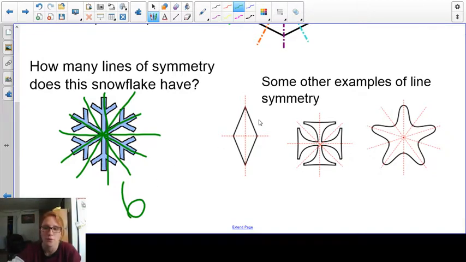Some other types of symmetry are if you take a diamond and cut it in half. You can cut it long ways, and you can cut it across. This cross-like shape can be cut in half long ways, short ways, and the diagonal. And then you can cut a starfish in half several ways.